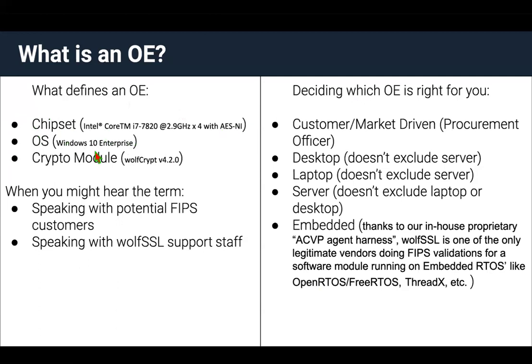So when we certify an OE, if the crypto module changed, if the OS changed significantly, let's say it went from Windows 10 to 11, or if the chipset changed significantly, the CMVP will no longer back a claim that that's FIPS certified.